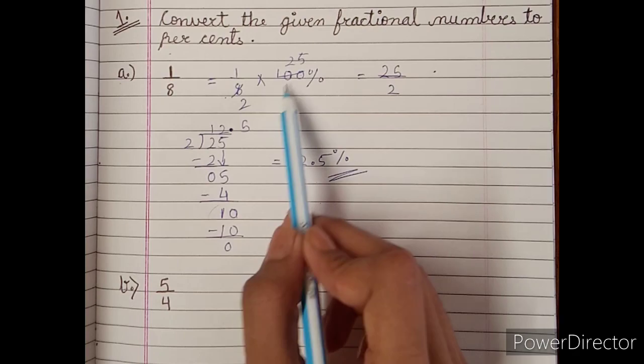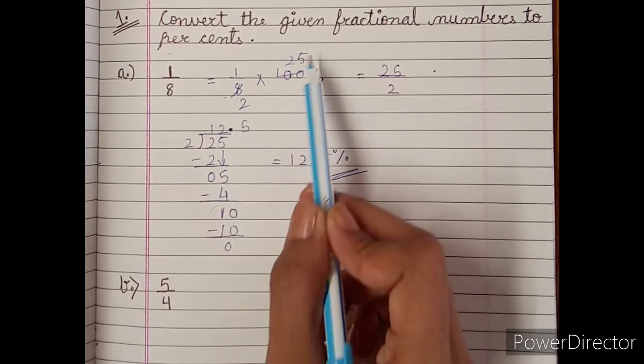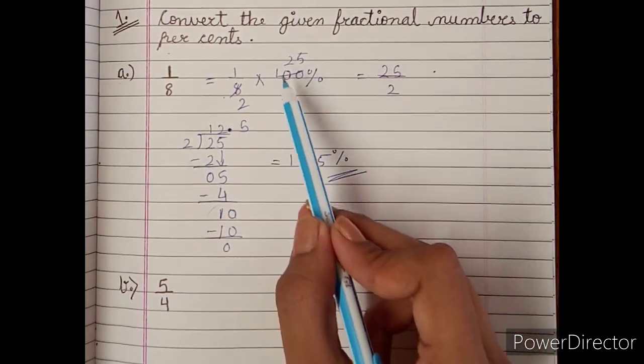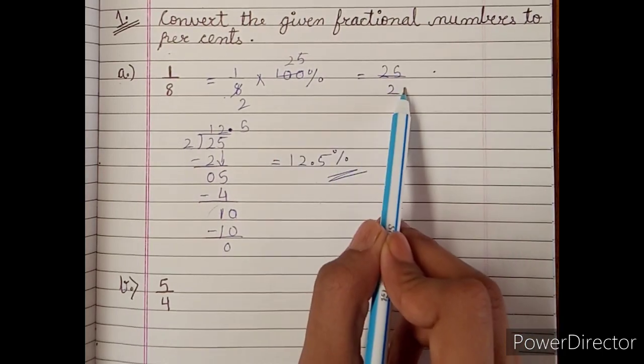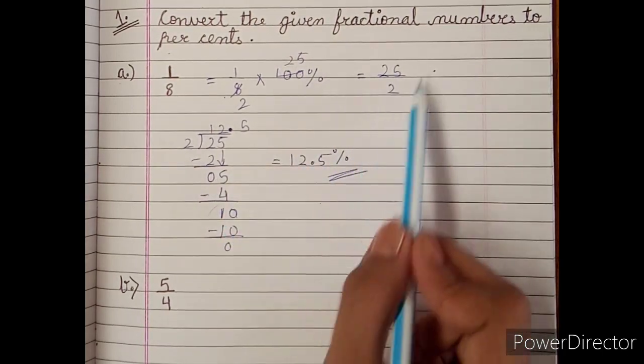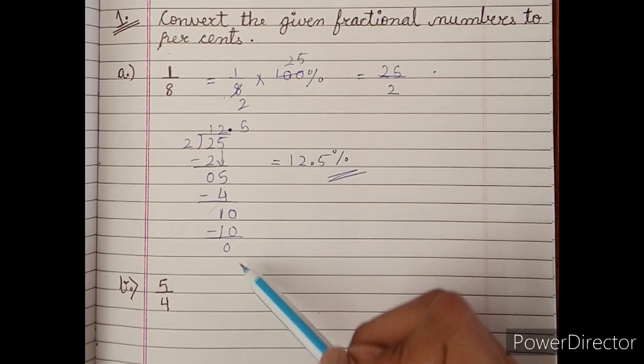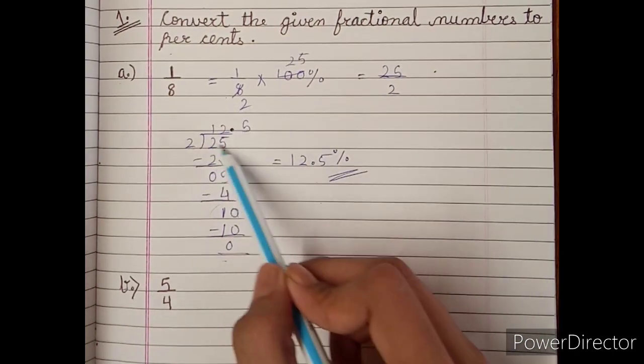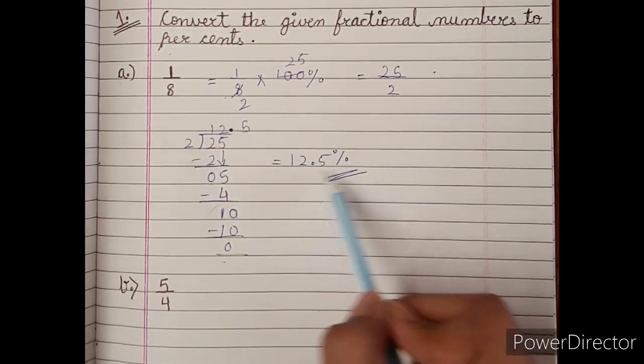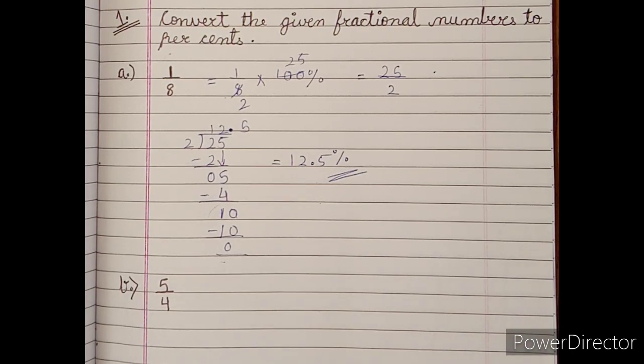So we multiplied 1 upon 8 with 100, then cut them out with 4. So we get 25 upon 2. So 25 upon 2 we divided. So we get 12.5 as our answer.